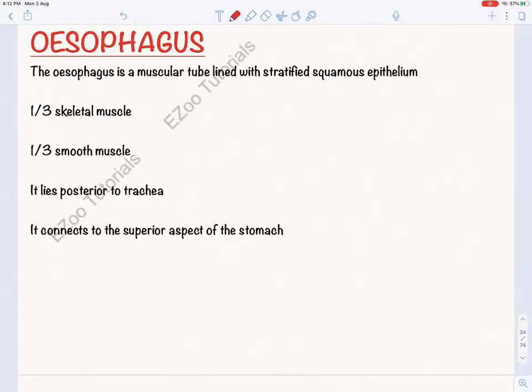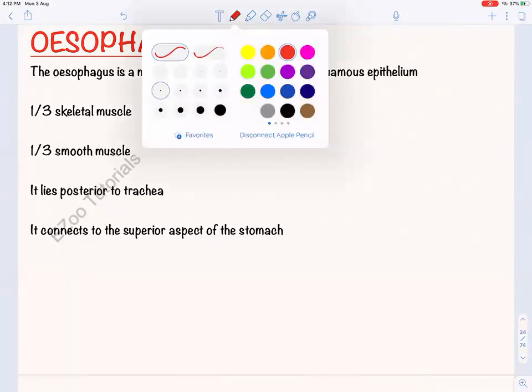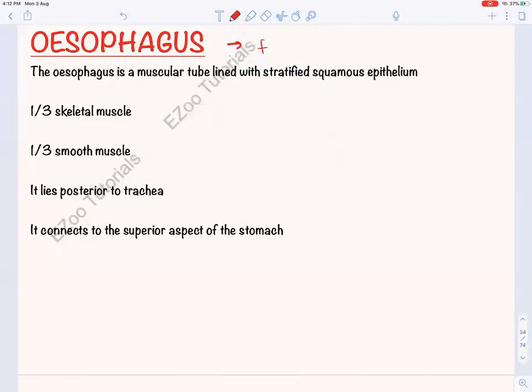So esophagus is popularly known as what? It is also called the food pipe. We all know this. And the esophagus is a muscular tube, and it is lined with stratified squamous epithelium.